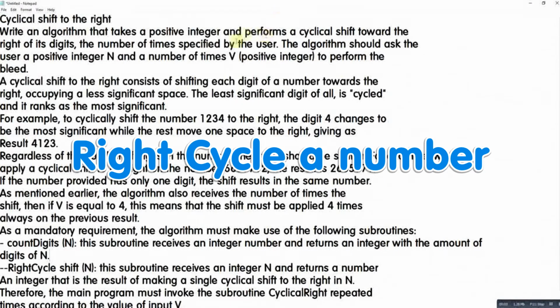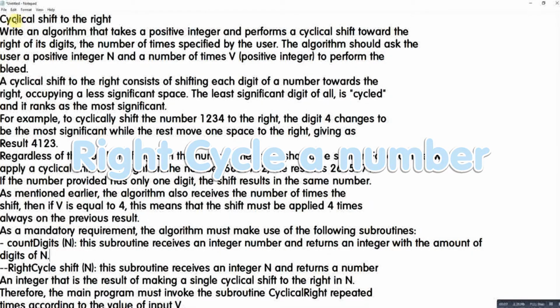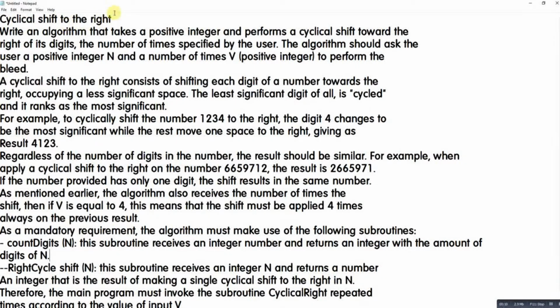So this is what I got sent from a viewer. They wanted an algorithm to support a cyclical shift to the right. Now the wording I originally thought was a right shift, but it's not. It's just a rotation algorithm. So the idea would be that this is what she wrote.